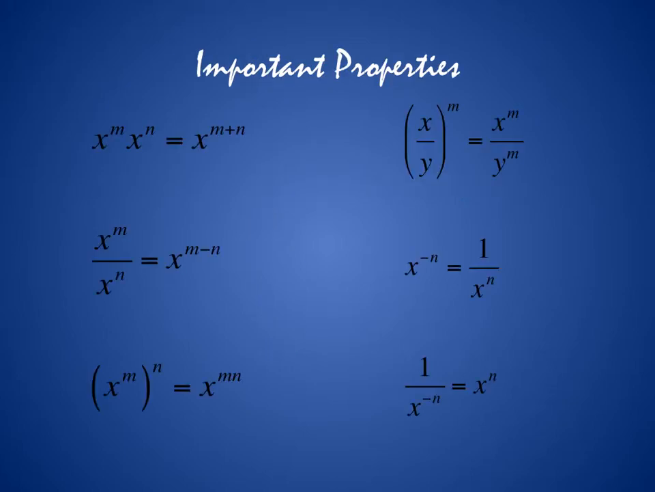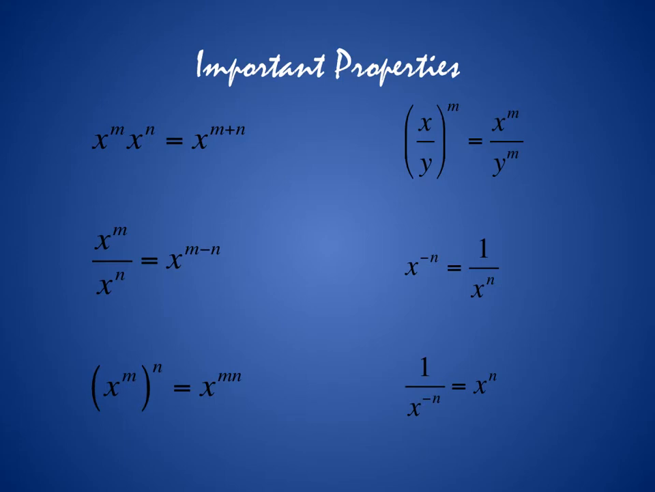Alright, first the important property we're going to talk about is this first one right here. Notice they have the same base. When they have the same base and they're being multiplied, we're going to add our exponents. Now when they have the same base and they're being divided, you're simply going to subtract your exponents.